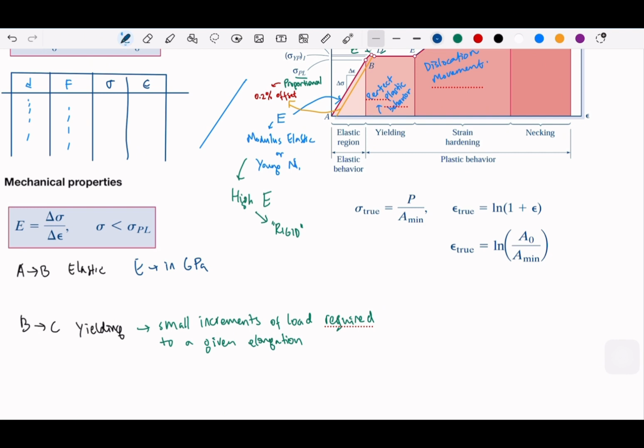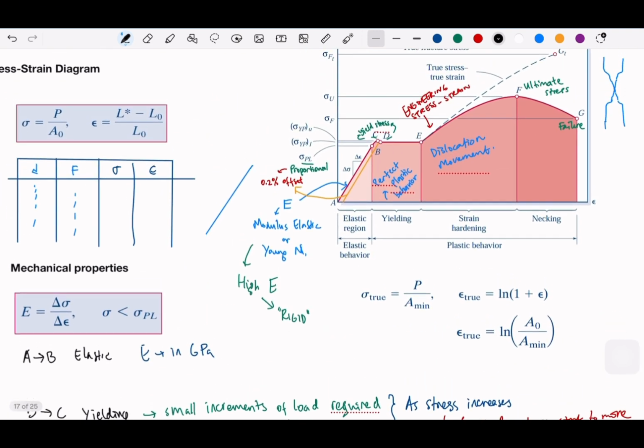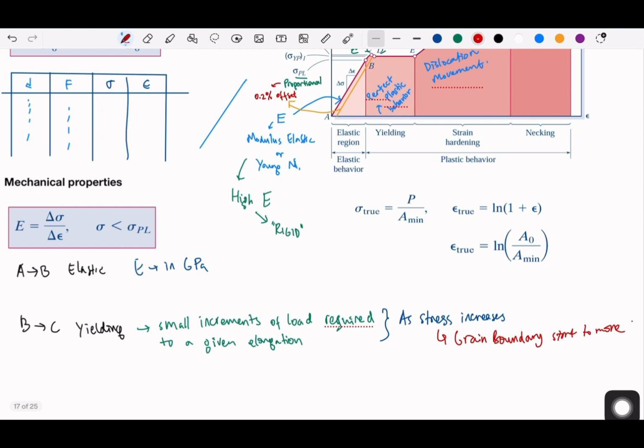And when this happens, as stress increases, I will write here, grain boundary starts to move, or slip, okay? Not just move, but slip. So when it slips, it is moving really fast.